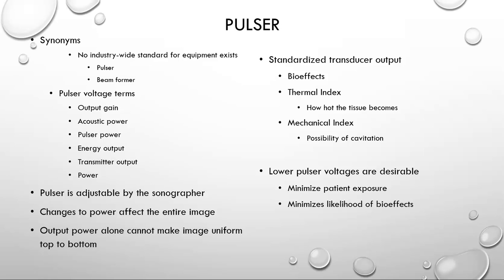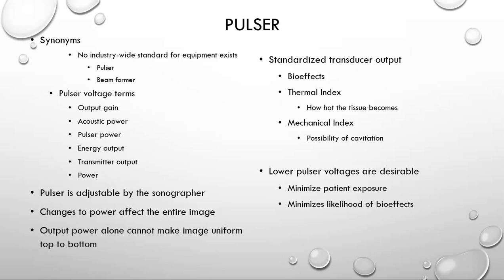Okay, so pulsar voltage terms that we hear, what it's creating. We hear the term output gain, that's the strength of the output, acoustic power, pulsar power, energy output, transmitter power, or just simply power. These are all synonyms. They all mean the exact same thing. The confusing part is when they start saying output gain or acoustic gain, because gain is used for amplification, and we usually like to reserve amplification for the signal that comes back from the patient. But some people call the strength of the output gain. So just be aware of that. If you see output gain, or transmitter gain or acoustic gain, then they're talking about the output power that's being created by the pulsar.